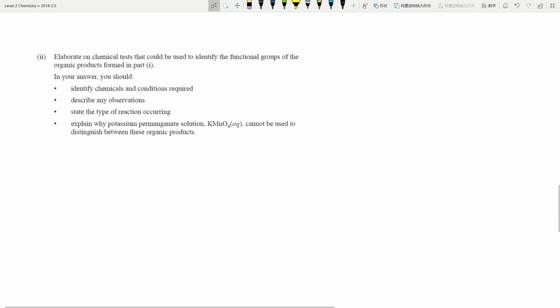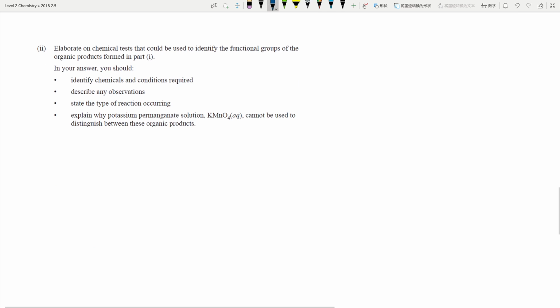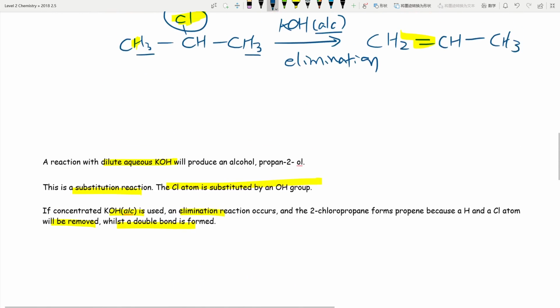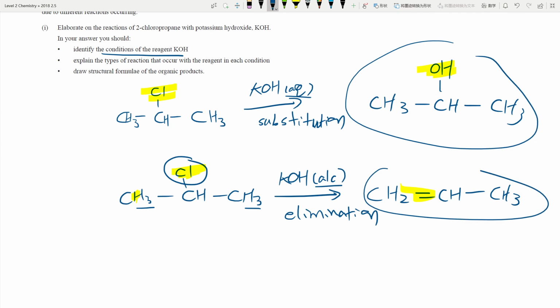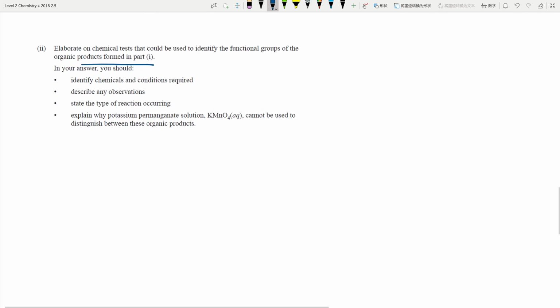This should be the last question of this exam paper. Let's see: elaborate on chemical tests that could be used to identify the functional groups of the organic products formed in part 1. So that's this thing. We have an alcohol and we have an alkene. This is rather a poor question, to be honest, because if you screwed up part 1, you can't do this. This is a very difficult exam if you didn't know what to do.